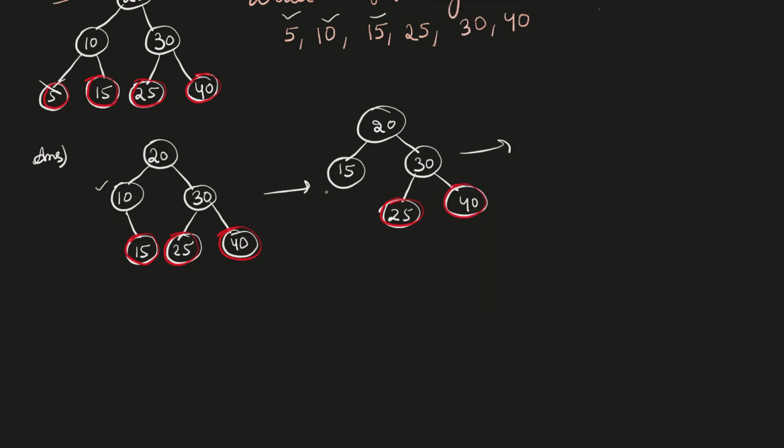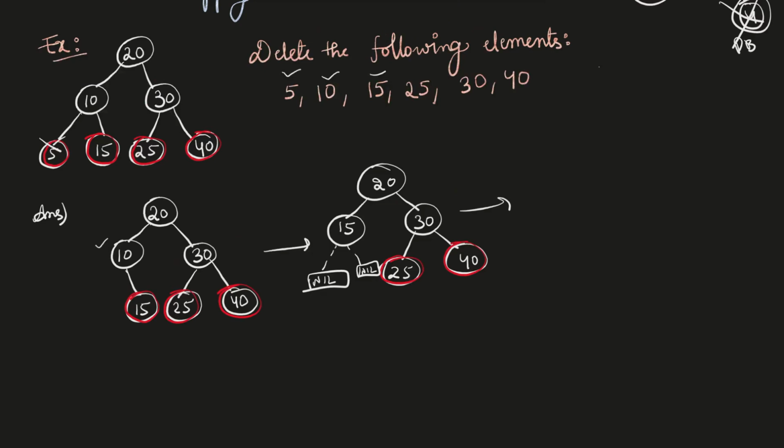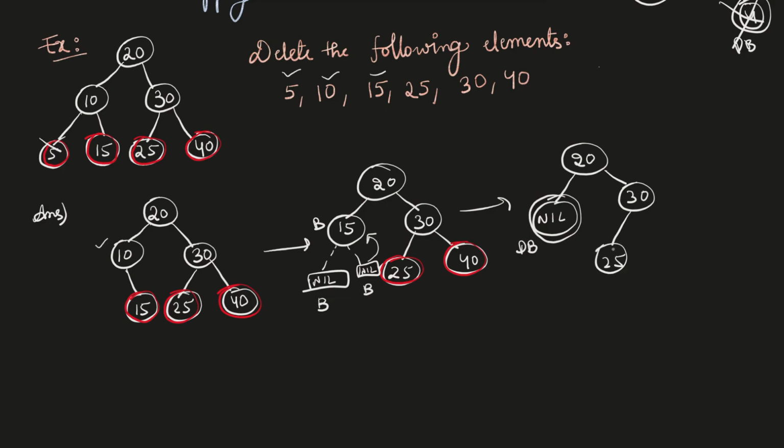So 15 is a leaf node and it is having two black children and they are nil. Since it is black, and the children are black, black and black would become double black. So now this would turn to 20. 15 would get removed and will be replaced by a nil node with double black, represented by DB. And 30 over here is having two red children on the right side.